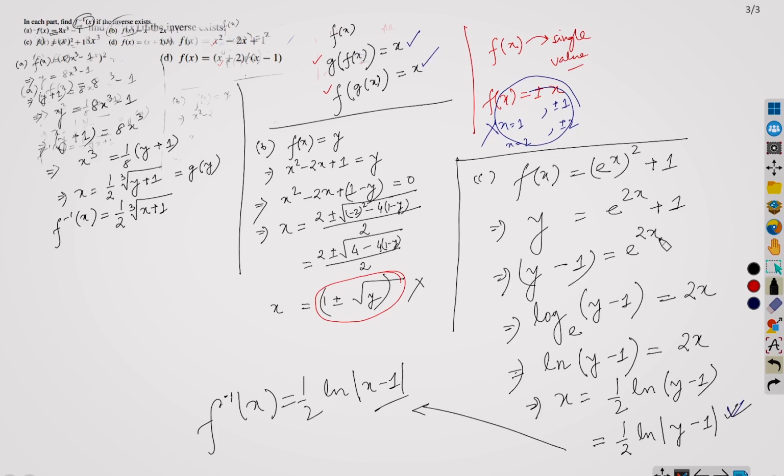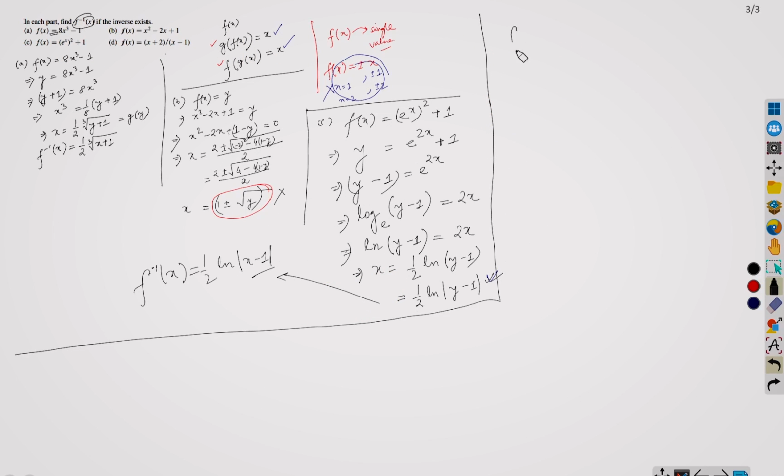The last problem, we have f(x) equals (x plus 2) upon (x minus 1). Let's assume this as y, (x plus 2) upon (x minus 1). We just have to simplify this.